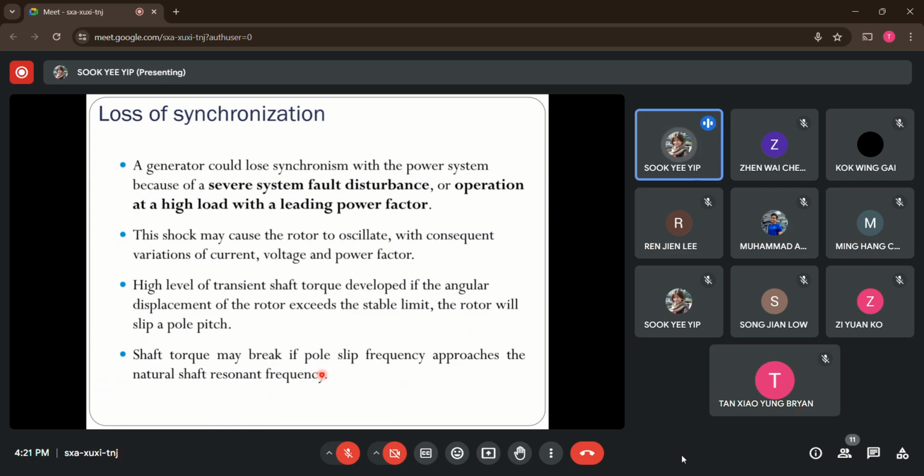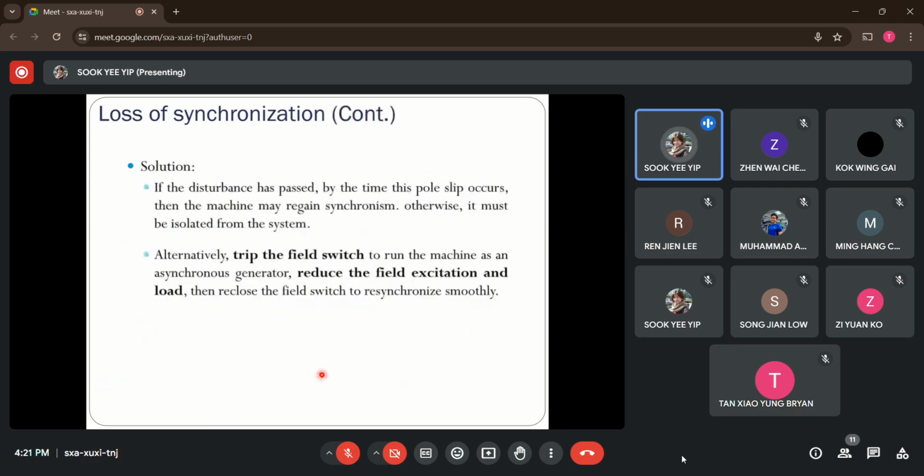All right, so what is the solution to loss of synchronism? There are two ways. The first way is we have to wait for this severe disturbance to go away from the power system. Once the disturbance has passed, and before the generator becomes out of sync, we will try to regain its synchronism. If we are unable to regain the synchronism, we will need to isolate the generator from the system. So this is one way.